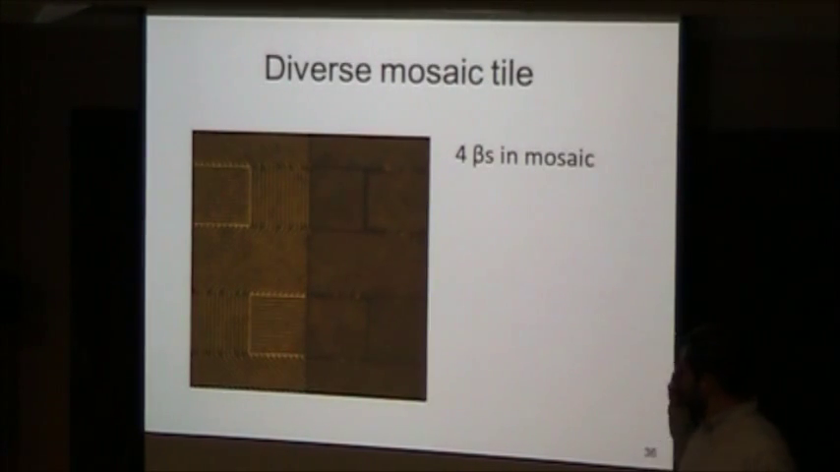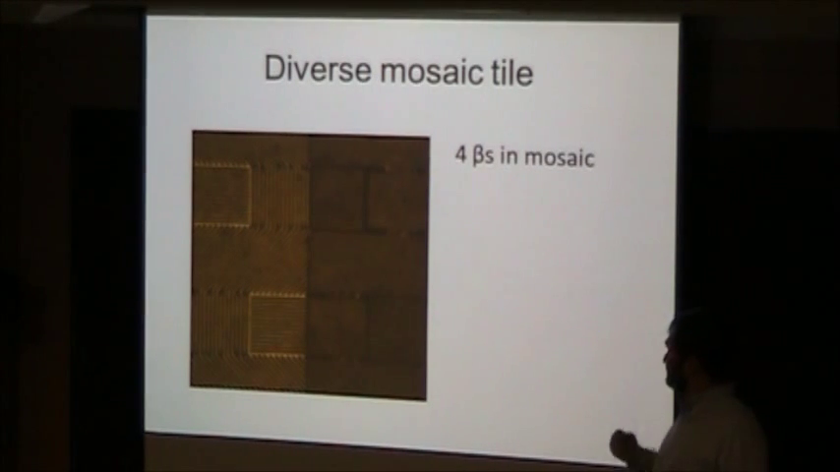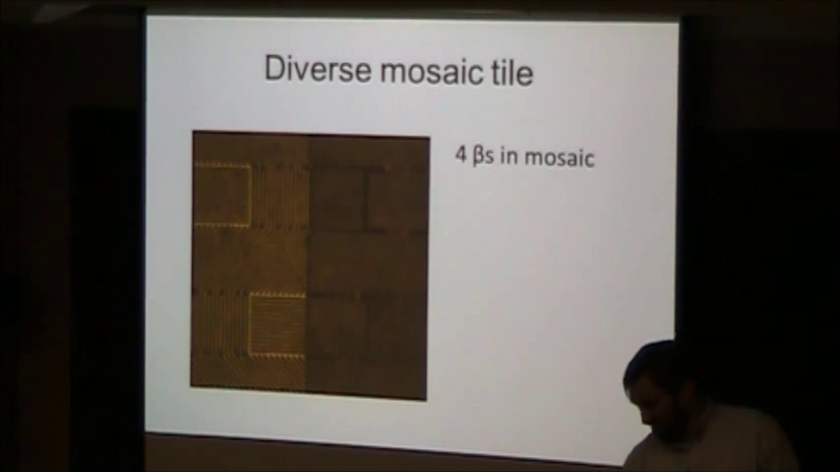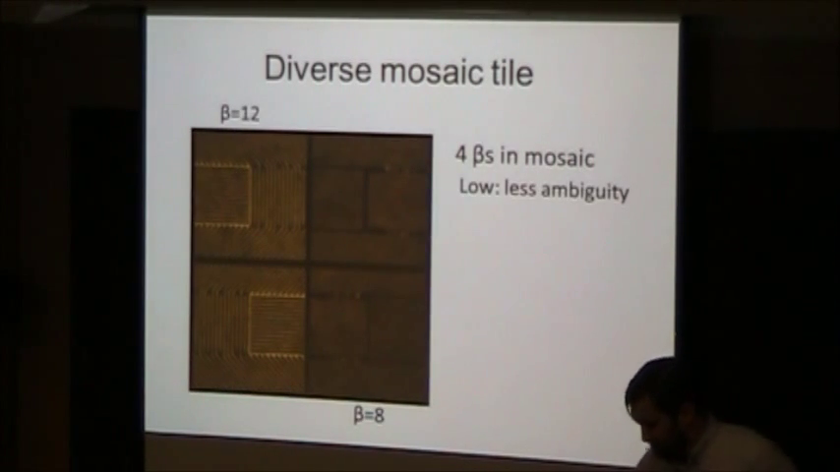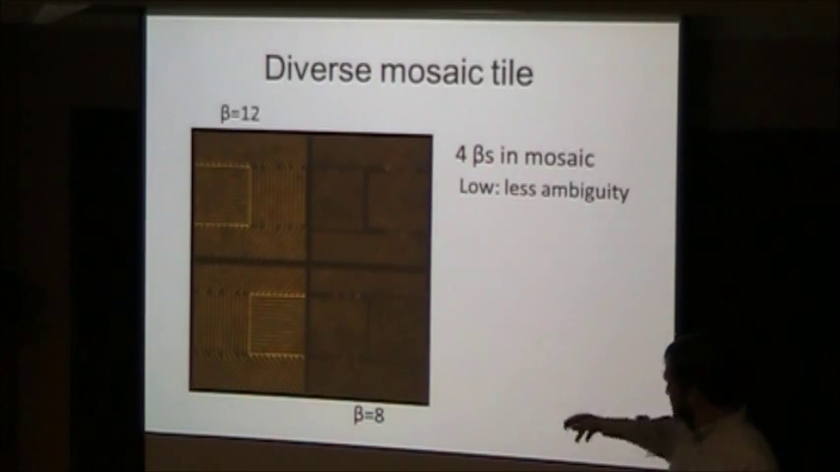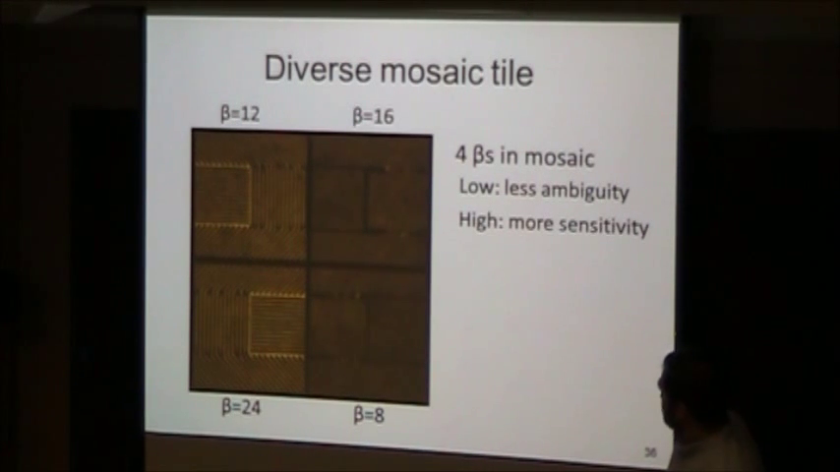We also took the diversity of pixel observation to heart. So now our tiles are significantly more complicated. We have 4 distinct betas with periodicities 8 and 12, as well as 24 and 16.